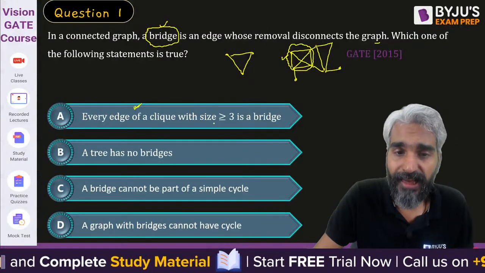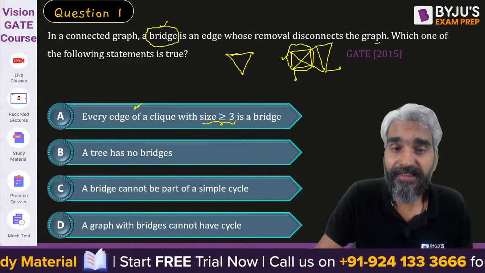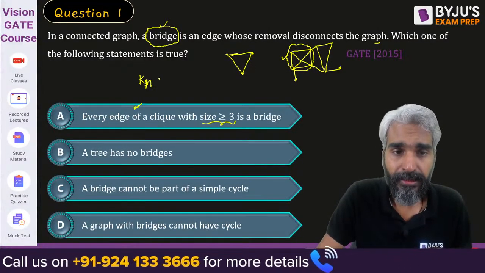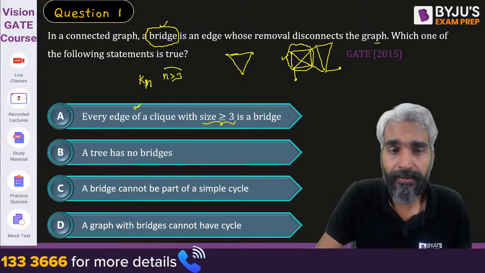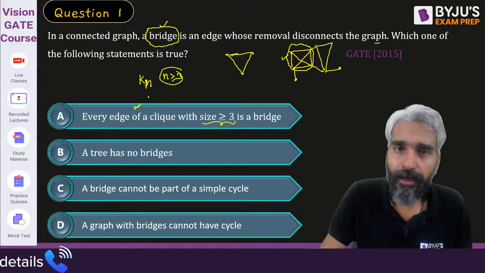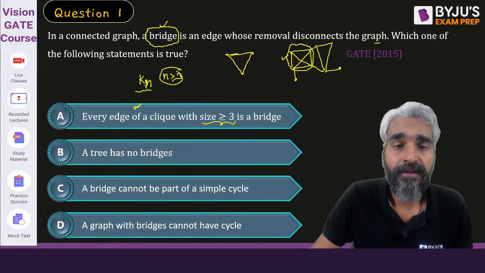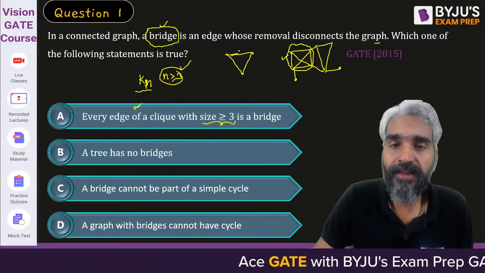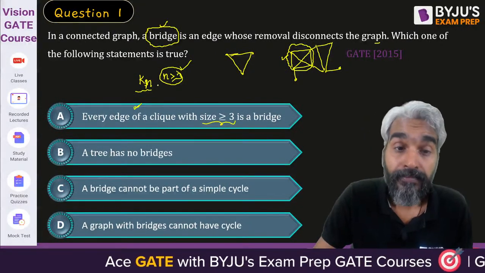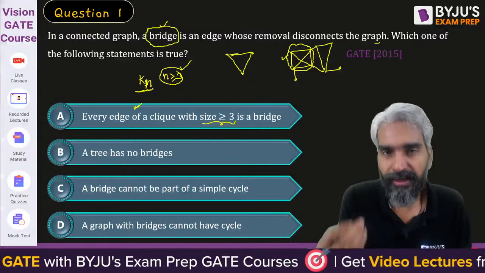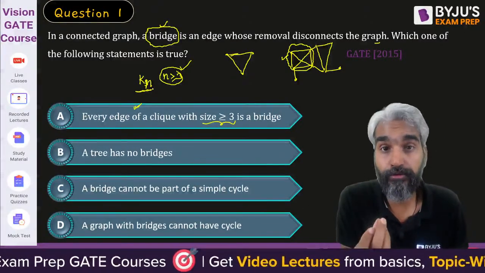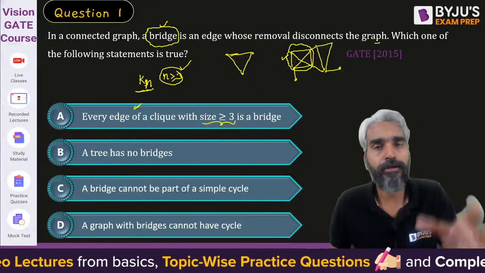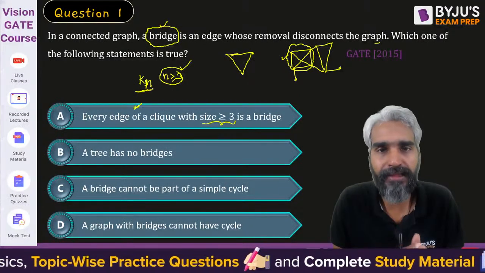Every edge of a clique with size greater than or equal to 3. If we are saying that a clique of size greater than or equal to 3, it means the subgraph is K3 or greater, or I would basically say the subgraph is Kn such that n is greater than or equal to 3. If you have a subgraph which is equivalent to a complete graph such that the number of vertices in that subgraph is greater than or equal to 3, then no edge of that particular subgraph can be a bridge. Why? Because in K3 or in any other complete graph Kn where n is greater than or equal to 3, all the vertices are connected with each other, because they are mutually adjacent to each other. So even if you delete one edge, then also using some other path, they will be connected with each other.